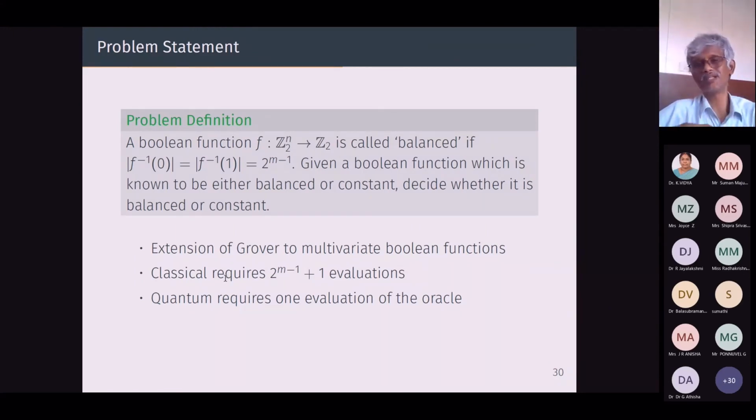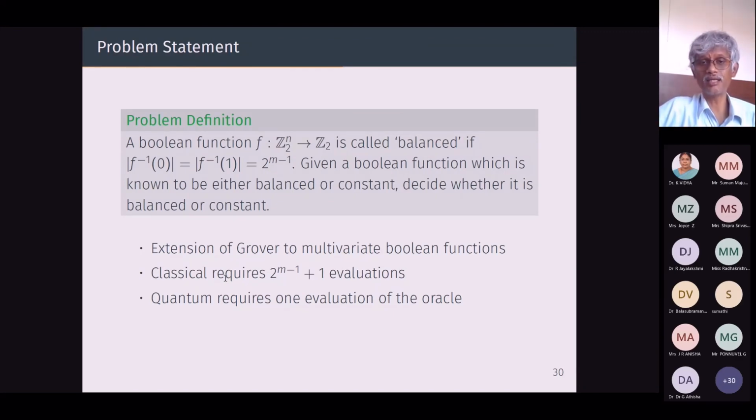Okay, and the problem which the Deutsch-Jozsa algorithm addresses is that it is going to either tell that the function is balanced or that it is constant. So these are the only two options it will give. It's not going to say that it is not balanced. Okay, so given a Boolean function, you decide whether it is balanced or constant. So you have to tell this. So actually the first bullet is a mistake. This is the extension of Deutsch to multivariate Boolean functions.